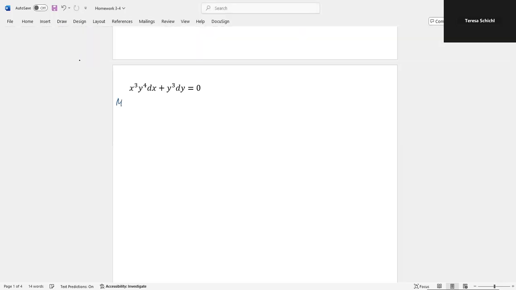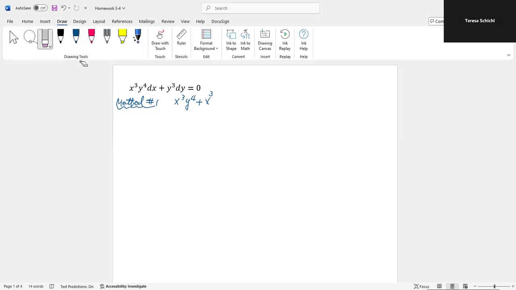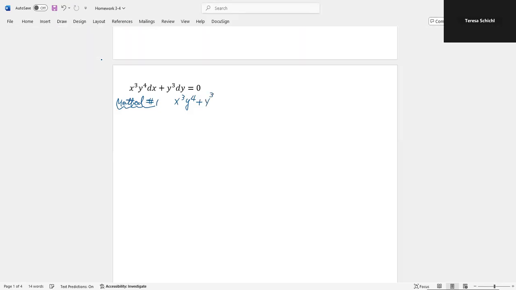Okay, so I want to solve this one. Method number one. Here, I typically like to put the dy dx together. So this is y cubed times dy dx, equal to 0.